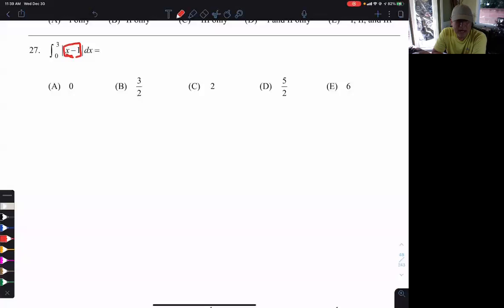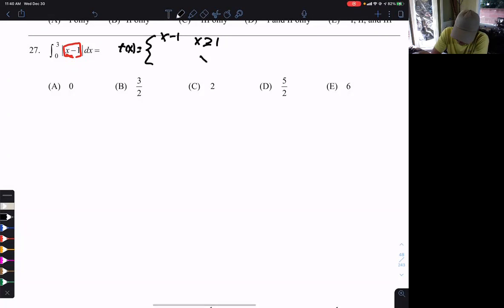If x minus 1 is positive, I don't need the absolute value sign, right? When is x minus 1 positive? X minus 1 is positive if x is greater than or equal to 1. Do you agree? Hopefully. If it's positive, then I don't need an absolute value sign. So your function f of x will equal x minus 1 as long as the inside's positive.